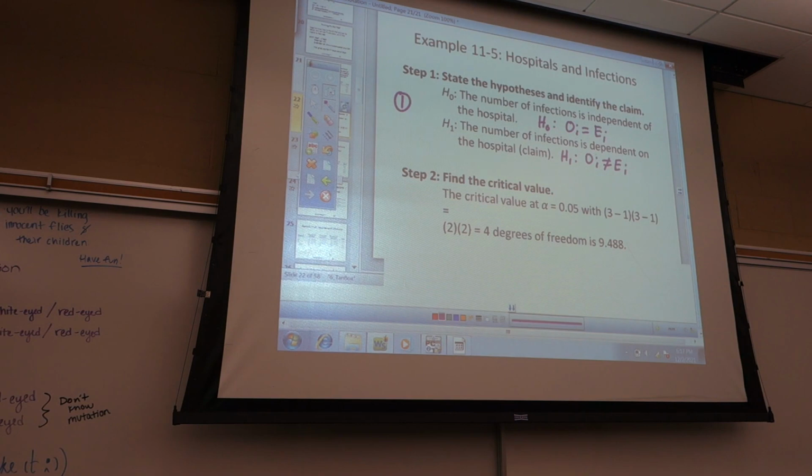Step 2, find the critical value and draw a picture. Okay, let's see. So I have 3 rows. So R minus 1 is 3 minus 1. I have 3 columns. So C minus 1 is 3 minus 1. So 3 minus 1 is 2, so it's 2 times 2, which is 4. So my degrees of freedom is 4. It's my DF. And what's my alpha?